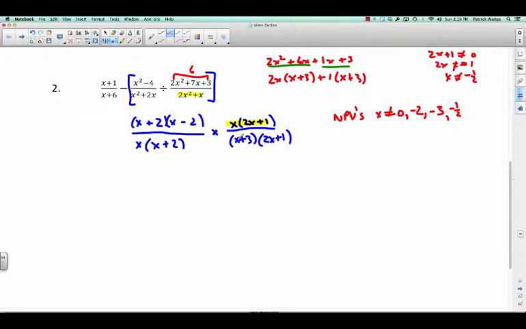All right, so we've done the NPVs. Here we're ready to cross stuff out. There's an x and an x on the top and the bottom, an x plus 2 and an x plus 2 on top and bottom, a 2x plus 1 and 2x plus 1 on top and bottom. A nice rational expression is left, x minus 2 over x plus 3.